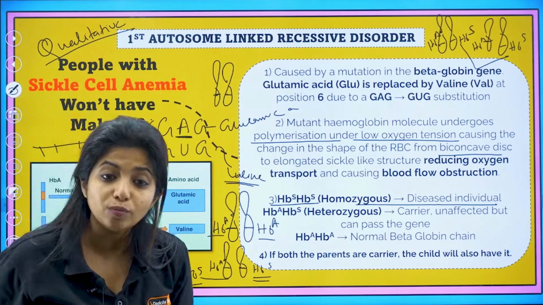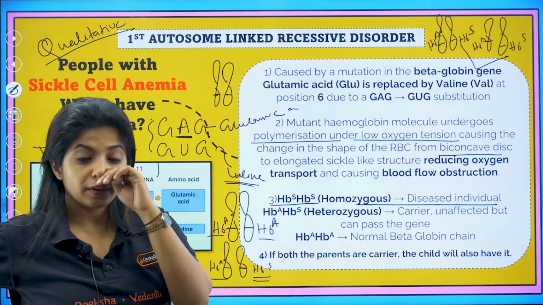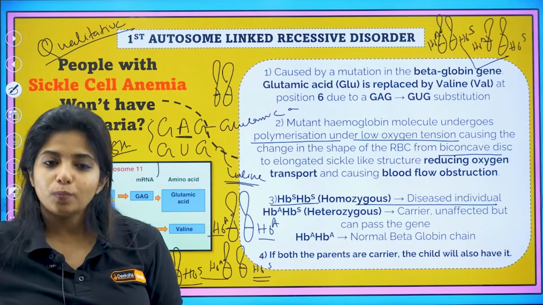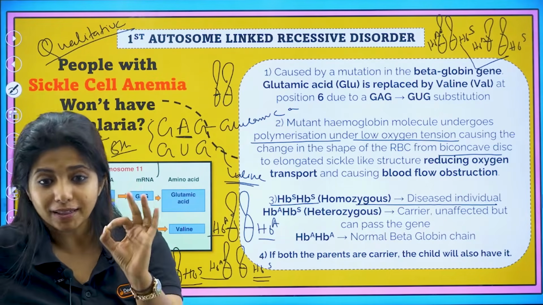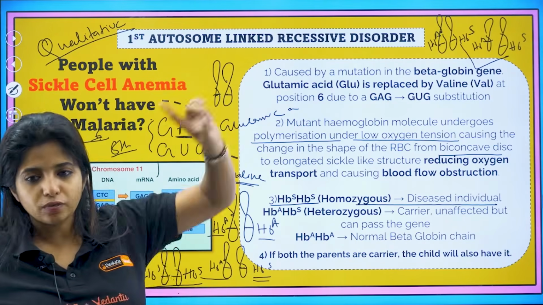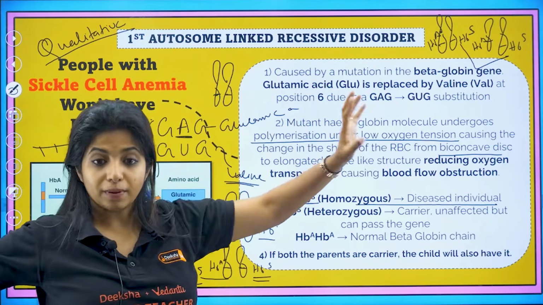And where do you find the beta globin chain? On which chromosome? How many chromosomes do we have? We have 23 pairs of chromosomes. Basically, on the 11th pair of chromosomes, my dear children, you will have the beta globin gene. Please remember, 11th chromosome.